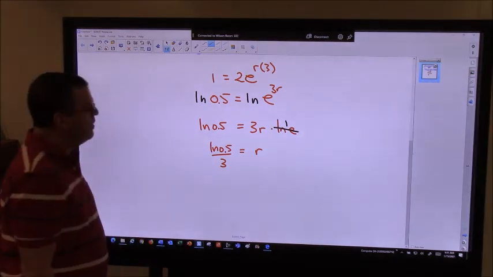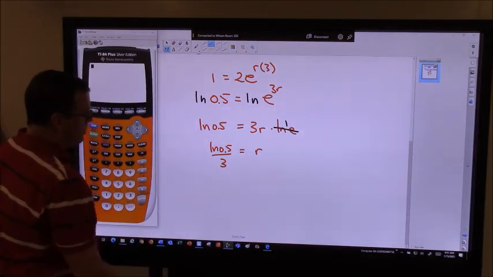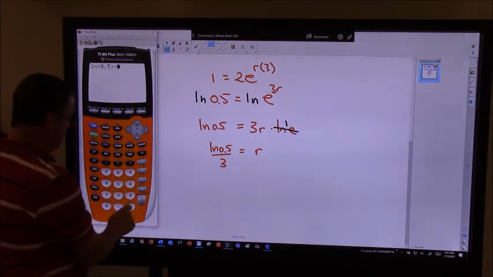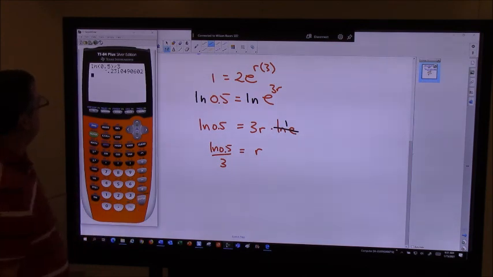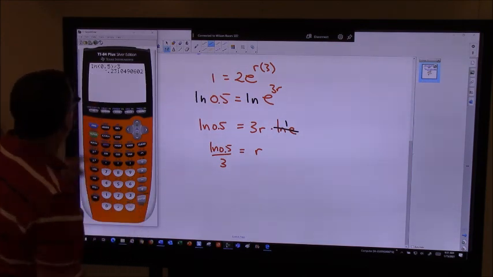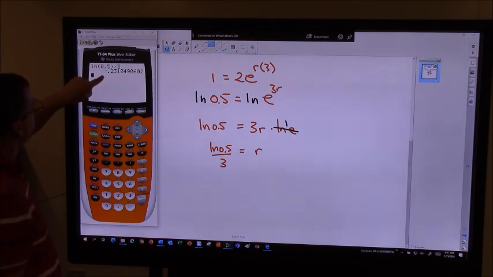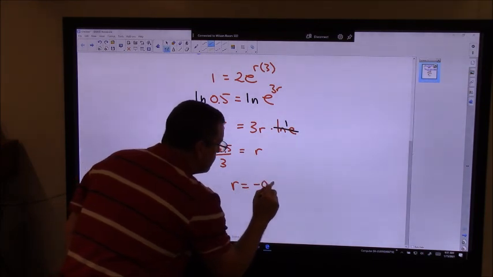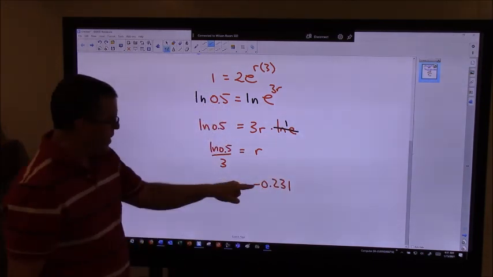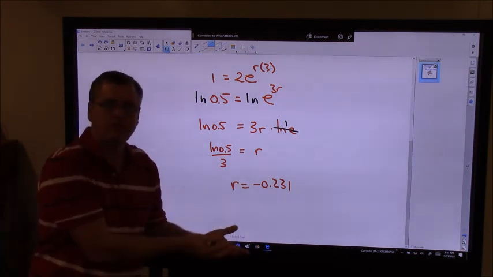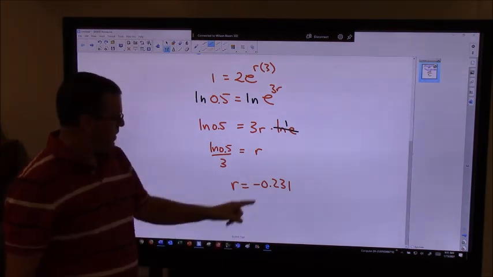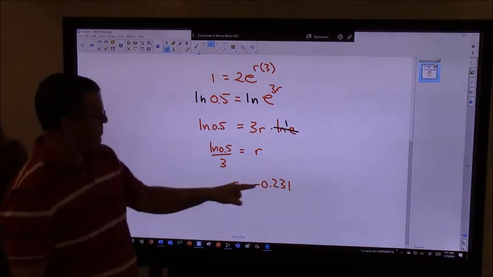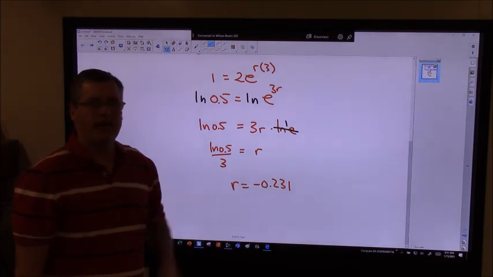Okay? All right, so now I'm going to grab my calculator and I'm just going to do natural log of 0.5 divided by 3. And there's my rate of decay. So r equals a negative 0.231. Okay, it's negative because it's decaying. We're losing the banana peel. And it's decaying at a rate of 23.1%. That's the rate at which it decays per day.